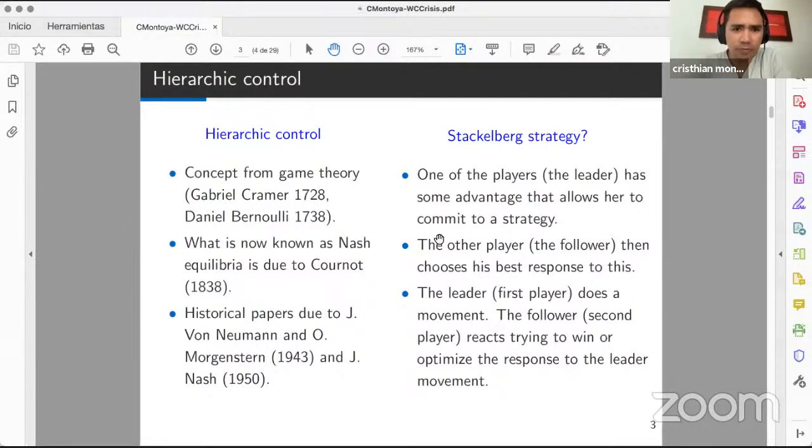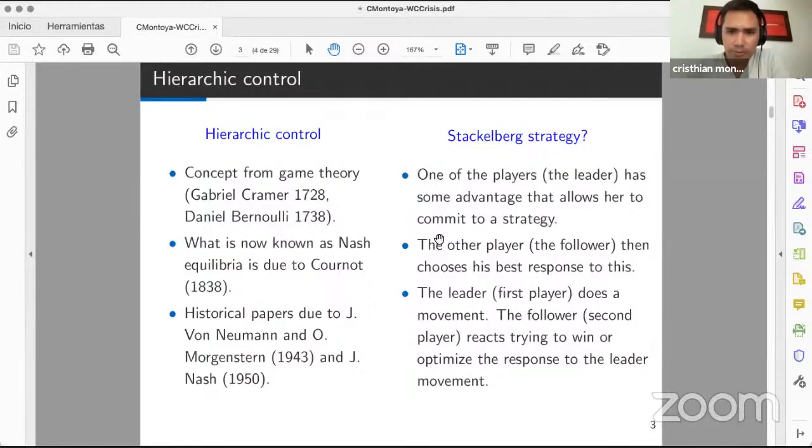Okay, this is a concept that comes from game theory, with the first work by Cramer and Bernoulli in the 18th century, and it is also related, as we know recently, to Nash equilibrium, with some papers given by John von Neumann, Morgenstern, and Nash. But in this talk, we only talk about Stackelberg strategy. That means that in our game, we only put two players.